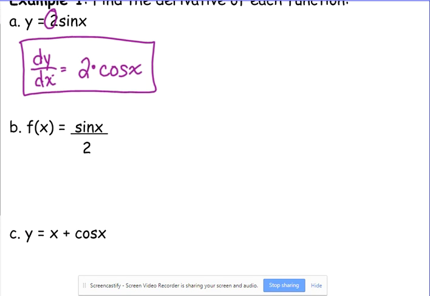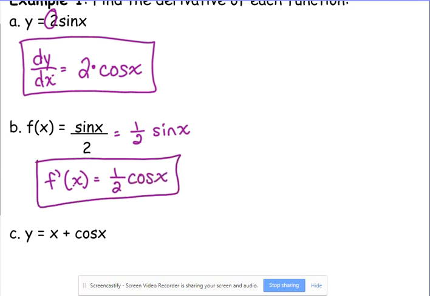Example B, f of x is equal to the sine of x over 2. Let's rewrite that as 1/2 sine of x. Again, that's just a constant multiple. f prime of x is equal to, keep the 1/2, the derivative of sine is cosine. That's it. It's not rocket science here.